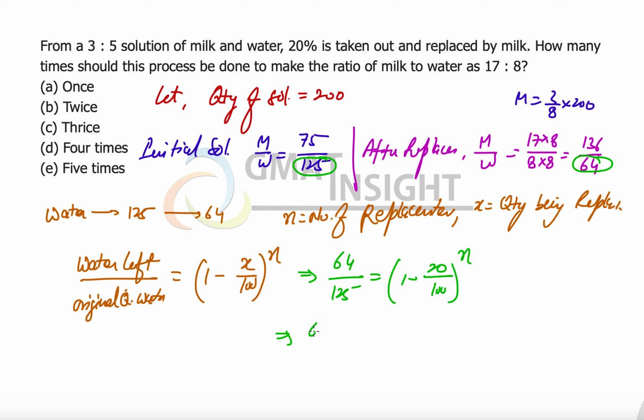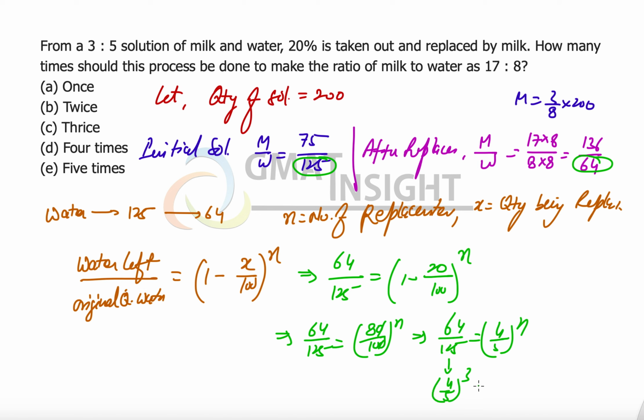Now we just have to simplify this. 64 over 125 is equal to 80 over 100 to the power n, and this can further be simplified as 64 over 125 is equal to 4 over 5 raised to the power n. But 64 over 125 is also equal to (4 over 5) cubed, and this is equal to 4 over 5 to the power n. Since the bases are the same, the comparison of exponents gives us that n has to be 3. That means after 3 replacements, the final amounts are obtained as given in the question.